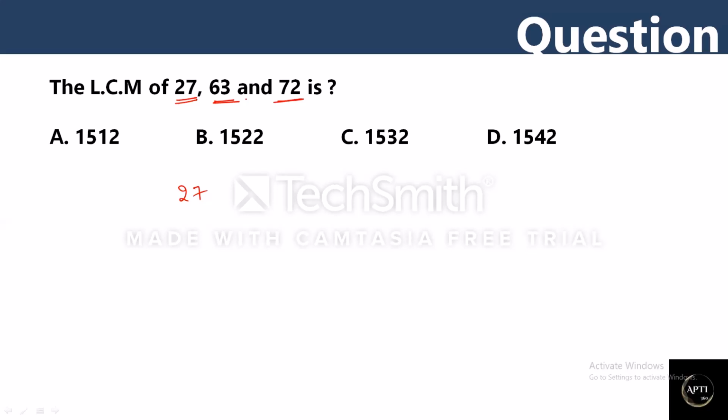See here, 27 I can write as 9 times 3 is 27, correct? So here we need to cross check with 9 as well as 3. Of course, if the number is divisible by 9, it will satisfy for 3. So I am going to check with the divisibility rule of 9. In case these two are satisfied by more than one option, then I need to check with 72. 72 means 8 times 9 is 72, right? If 9 is already satisfied, I need to check with 8.